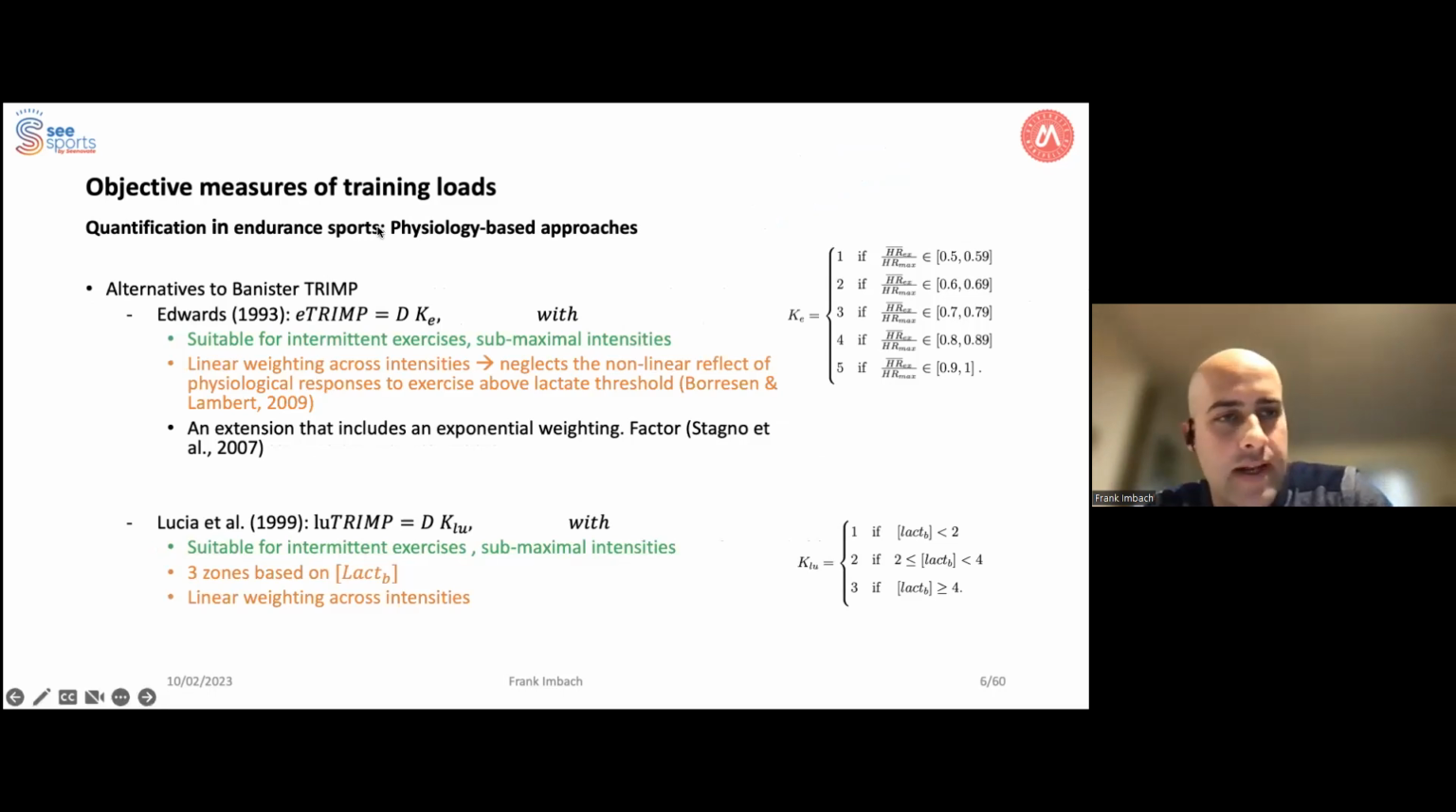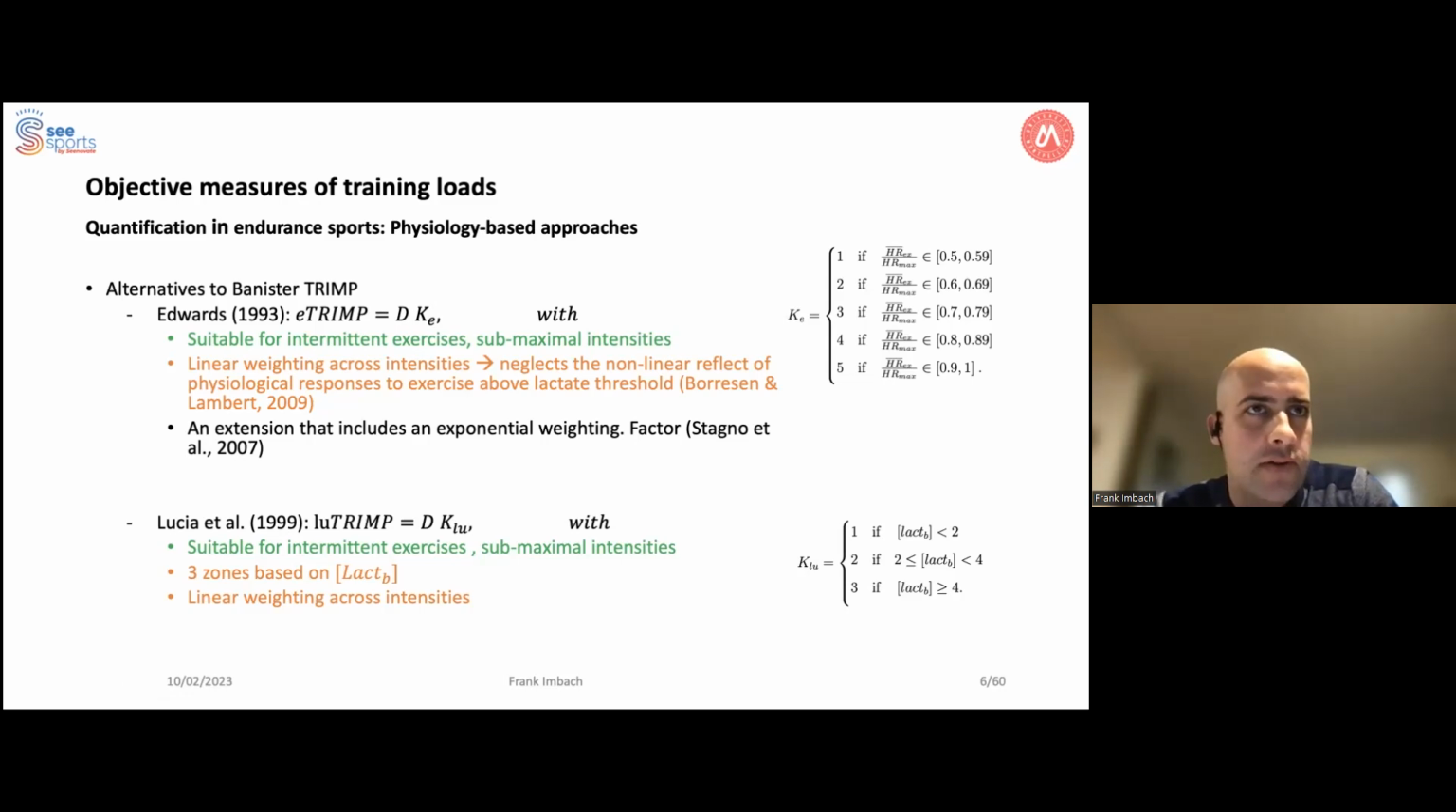A few years later, we had some alternatives and extensions of the Banister training load, with first the Edwards training load, which is more suitable for intermittent exercises, but still at submaximal intensities. In brief, Edwards just split a factor K according to 5 levels based on an intensity range, still based on the heart rate, to better represent the load induced to the body during intermittent exercises.